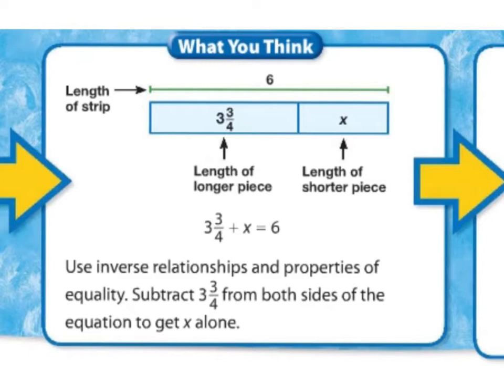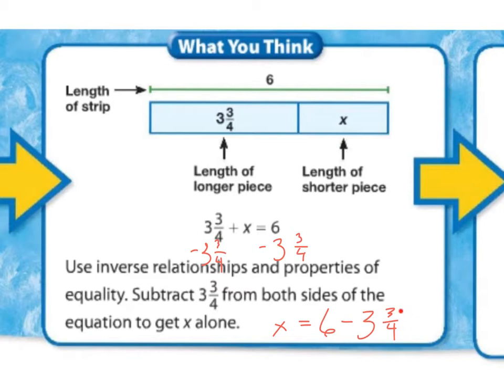And so, just like in the past when we did adding and subtracting fractions or mixed numbers, we're going to use an inverse relationship and properties of equality. So we're going to subtract 3 3/4 from both sides to get x alone. So we did have 3 3/4 plus x. We're going to subtract 3 3/4 from both sides, because anything you do to one side you need to do to the other. And we did the inverse, or the opposite of adding 3 3/4, so subtracting it. So now our equation looks like x equals 6 minus 3 3/4.